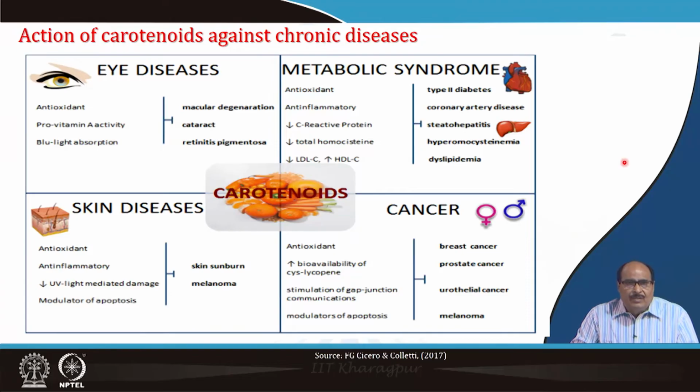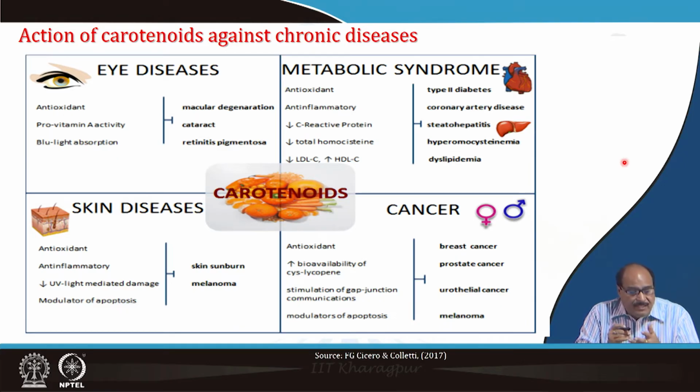Okay. So, these carotenoids are very useful against various chronic diseases. For example, carotenoids have antioxidant and provitamin A activities, and they have a blue light absorption effect, which is beneficial against macular degeneration, cataract, retinitis pigmentosa, etc. So, in eye diseases, these carotenoids play an important role.